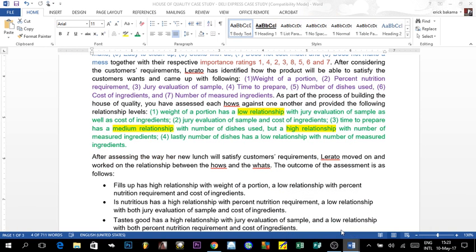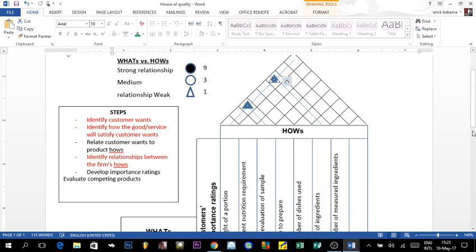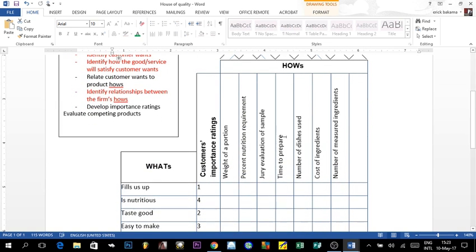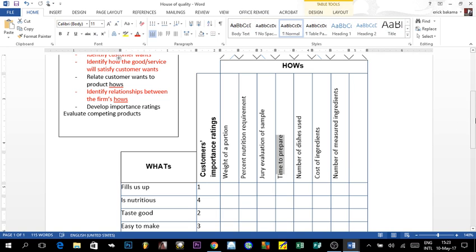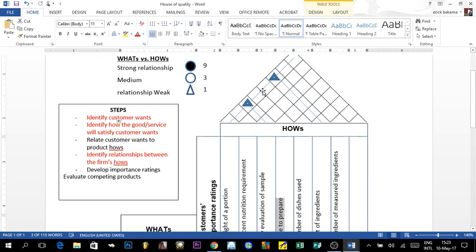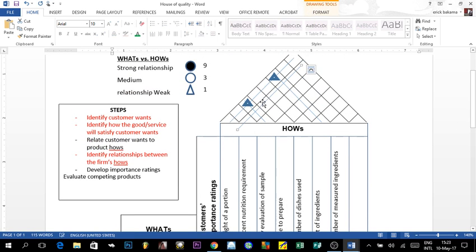Now the other constraint is that they say the time to prepare has a medium relationship with the number of dishes used. So we go where there's a time to prepare. Where's the time to prepare? Time to prepare is this column here. They say that it has a low relationship. This is the time. We draw again a line. This is the time to prepare, which is somewhere here.